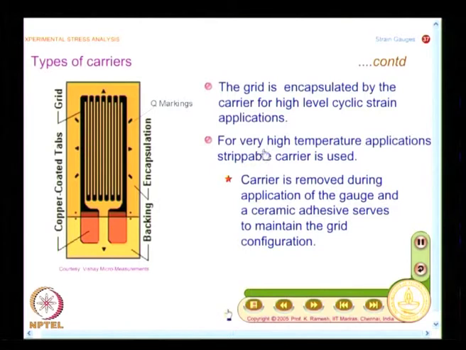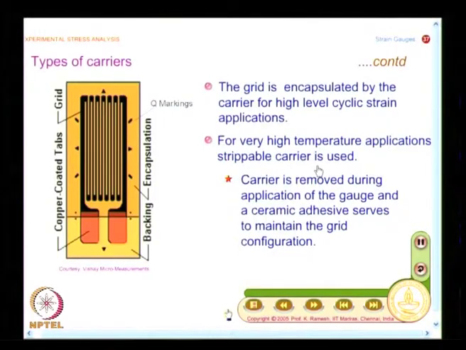And if I go for very high temperature applications, none of the carriers we have discussed are useful. I can't use plastic, I can't use epoxy, I can't use glass reinforced plastic. I have to go for ceramic adhesive, which serves to maintain the grid configuration. So, when I talk of very high temperature applications, you have to take special steps in bonding the strain gauge and also in selecting high temperature strain gauge material. We will see that a little while later.